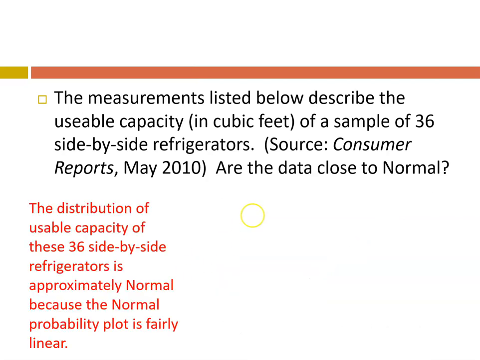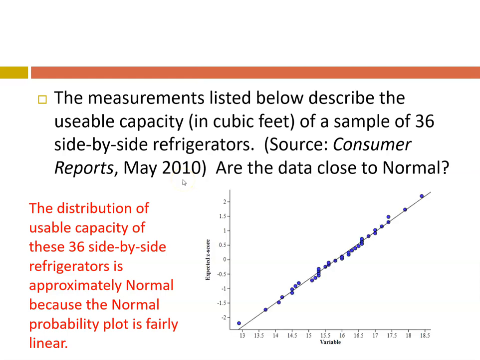So now if we need to do an interpretation, we would say that the distribution of usable capacity of these 36 side-by-side refrigerators is approximately normal because the normal probability plot is fairly linear. A common mistake that students make would be saying something like, it's approximately normal because it is linear. I don't know what you're referring to when you say it. So I'm saying the distribution is approximately normal because this normal probability plot is fairly linear. So just being super, super clear with what I'm referring to, avoiding using the word it. Okay?